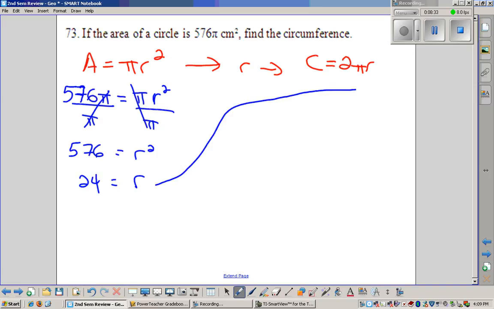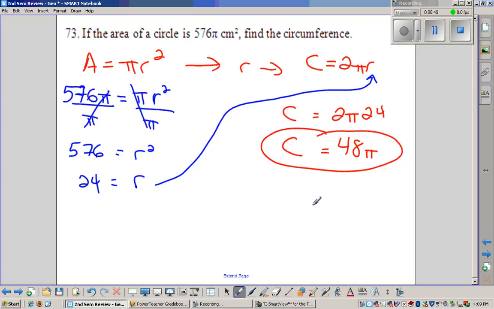Take this and put it in for r. 2 times pi times a radius of 24 gets what value for c? Well, 2 times 24 is 48 pi. I'm going to leave the answer like this. If you wanted to put in 3.14 times 48, you could, but you would get an answer that would be an approximation.